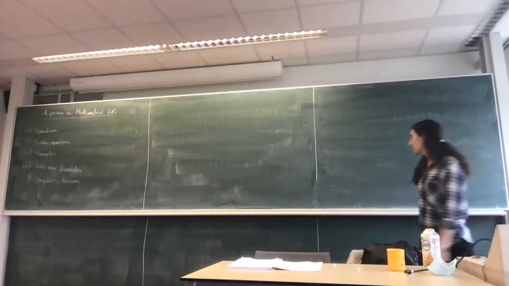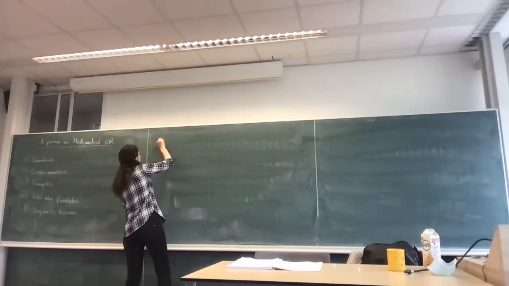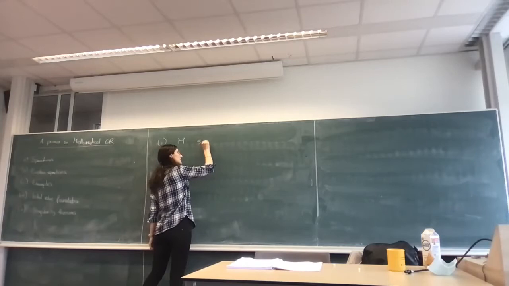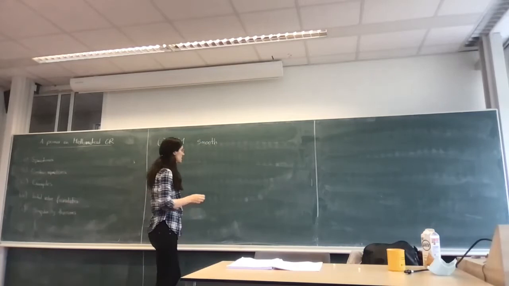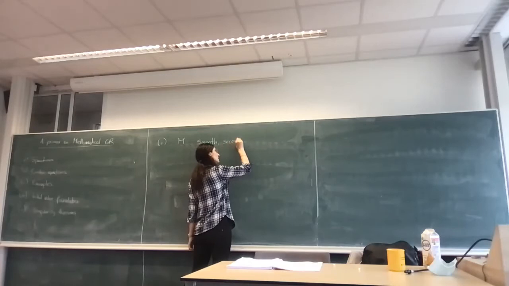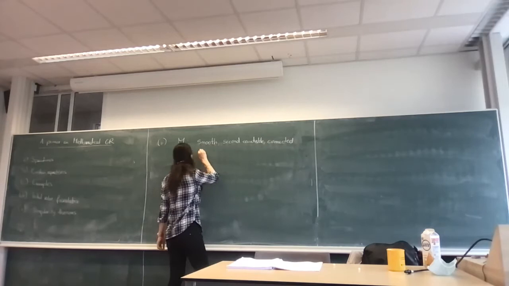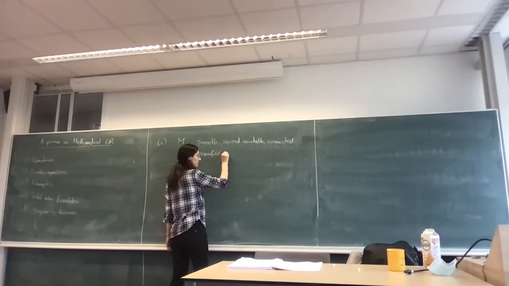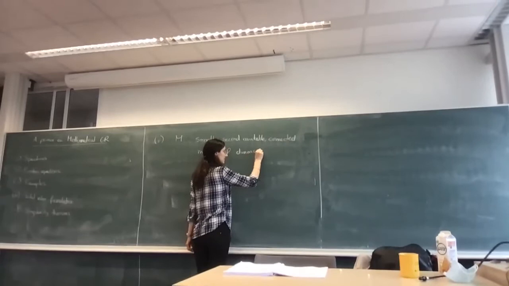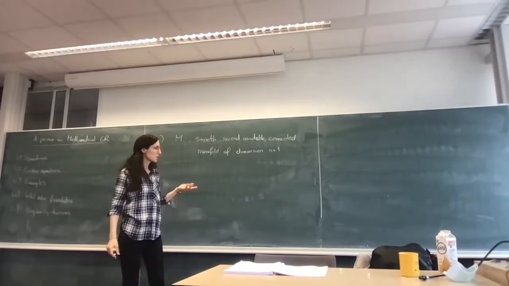Or I can start even more basic than that. Assume that M is smooth. Some of these assumptions, of course, can be relaxed, but I'm going to stick with the simplest ones. Smooth, second countable, and usually also connected, manifold of dimension n plus one. That is n plus one because one should be the time and n should be the space.